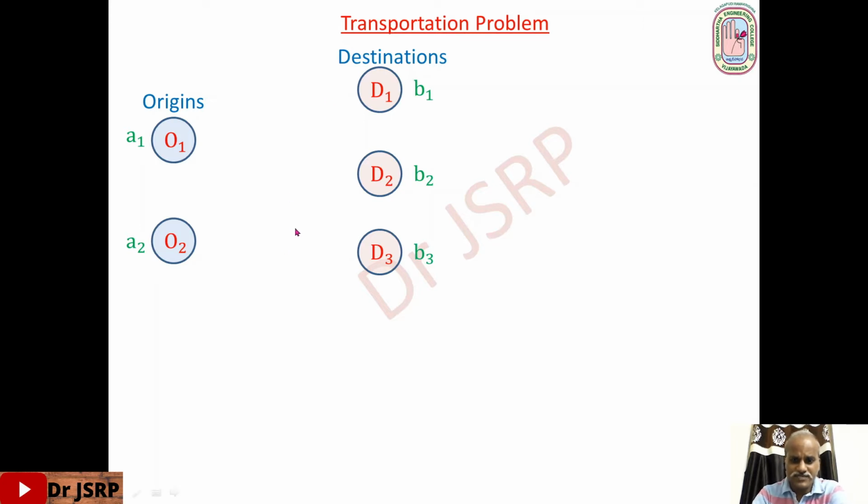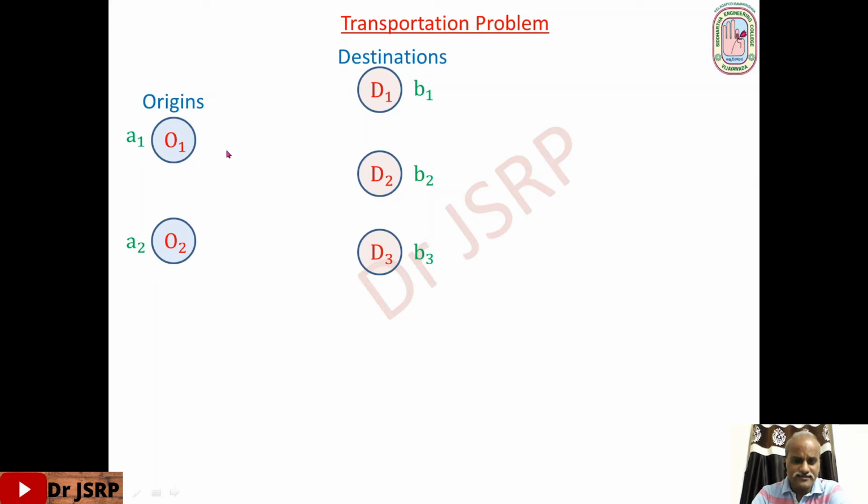Now, the aim of the company is to transport all these amounts to these three destinations with minimum transportation cost. So the aim of the problem is to transport the goods available at origins to destinations with minimum transportation cost. So the transportation problem is a minimization problem by default. To formulate this, what do we have to find?